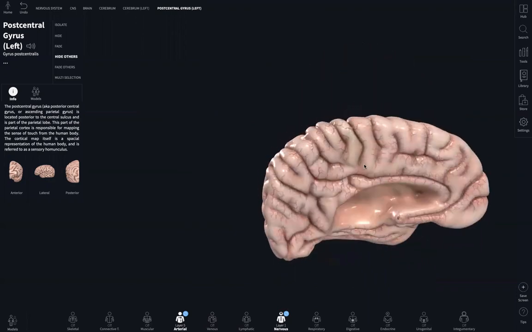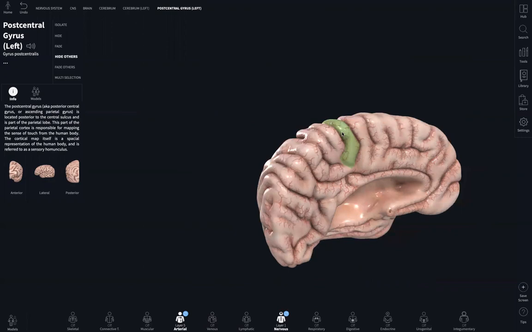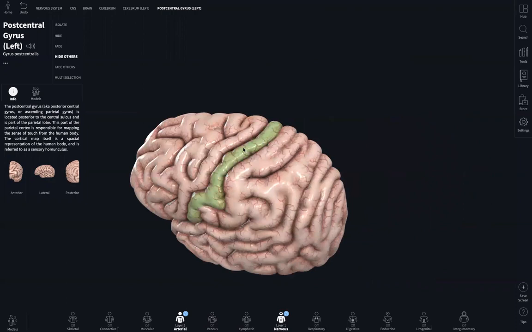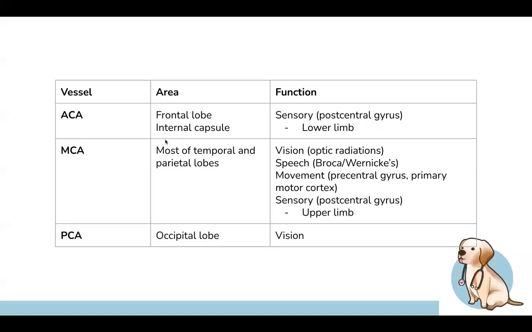MCA doesn't want to touch there. And all of that is your lower limb. Your legs, your feet, all of that is located on this part of the gyrus. The rest of it, your face, your arms, your upper body, is on the rest of this gyrus. So if your ACA is affected, you'll lose sensation in the lower limb because that's all that it gives blood supply to.